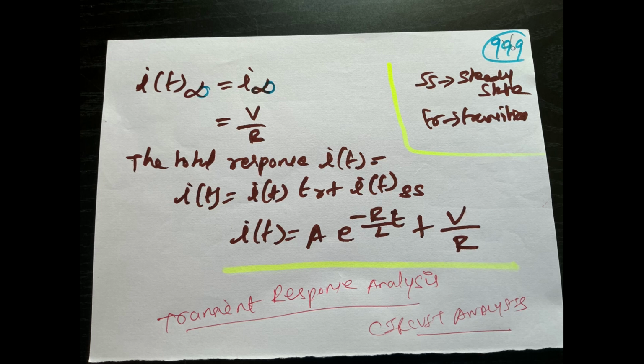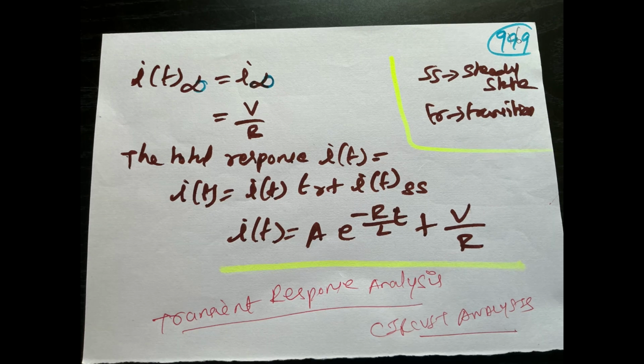The total response i of t is i transient plus i steady state. So i of t is equal to the transient response, the complementary function A e power minus R divided by L t, plus the steady state response V divided by R. That is the total transient response analysis for the RL circuit, which we have obtained.